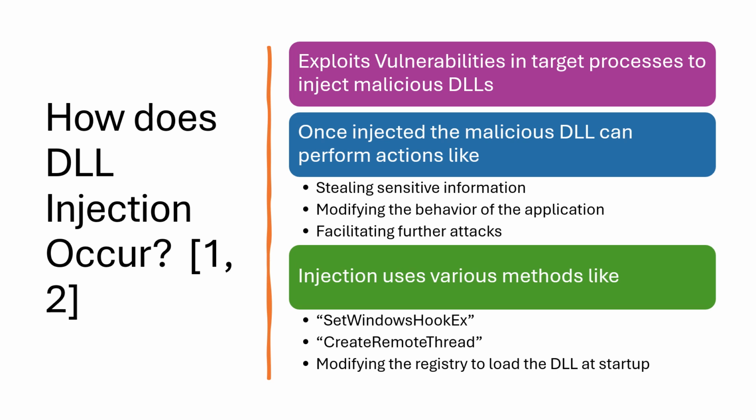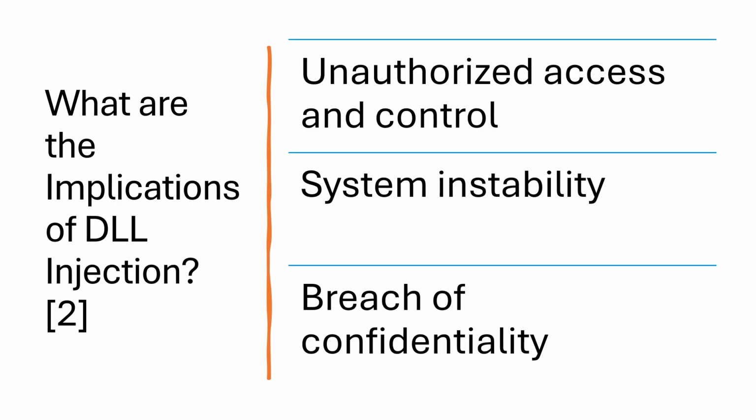So now that we have a clear idea of how DLL injection occurs, what are the implications of DLL injection? Well, some of the implications can result in unauthorized access and control, as DLLs can perform tasks like monitoring keystrokes, stealing data, or spreading malware. DLL injection can cause system instability by crashing applications or even entire systems. And lastly, DLL injection can cause a breach of confidentiality, as sensitive information can potentially be exposed as a result of this type of attack.